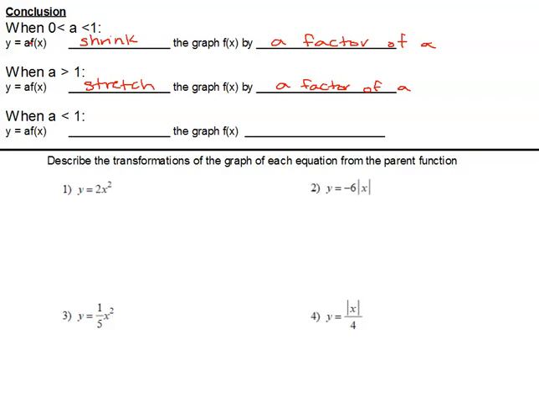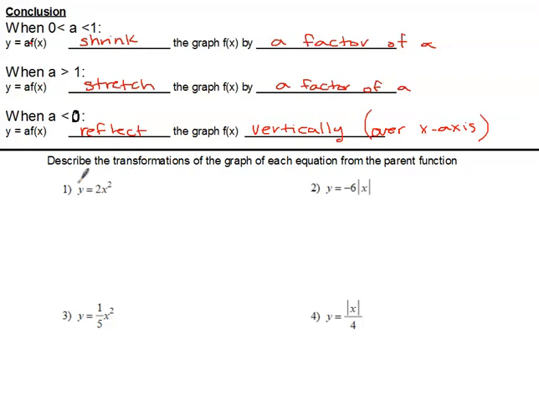When a is less than 0, meaning negative, if you're multiplying by anything negative, this is going to reflect the graph of f of x vertically. Or another thing that you might say is over the x-axis. That just means it goes from the top to the bottom. We fold it over the x-axis.